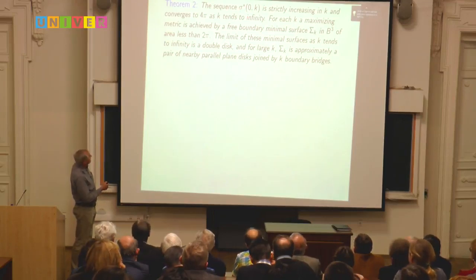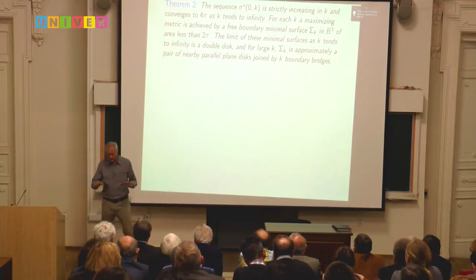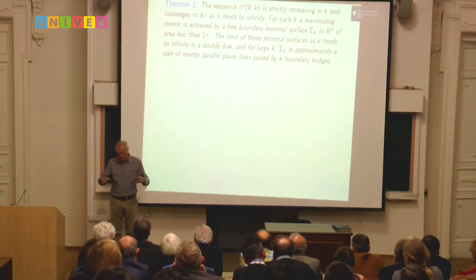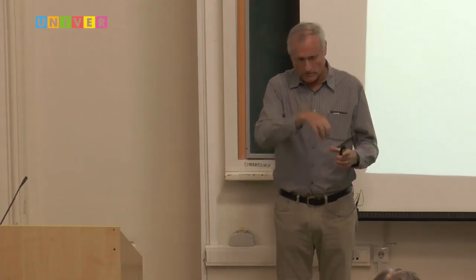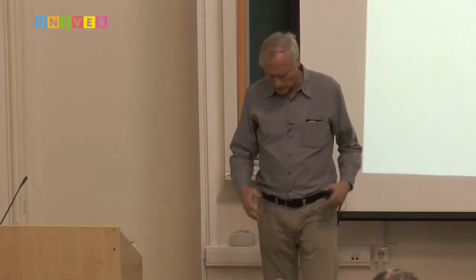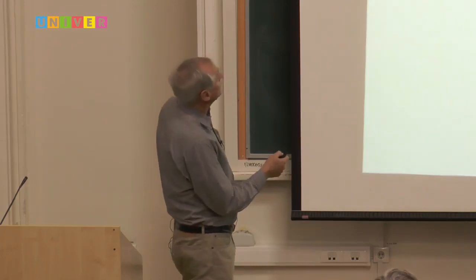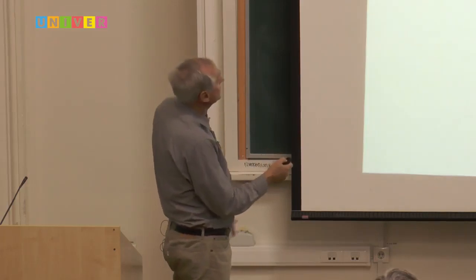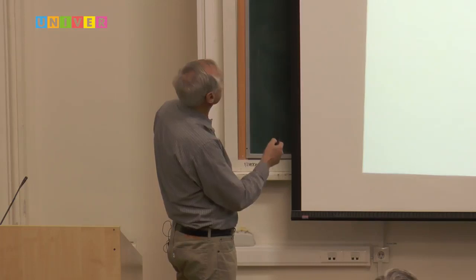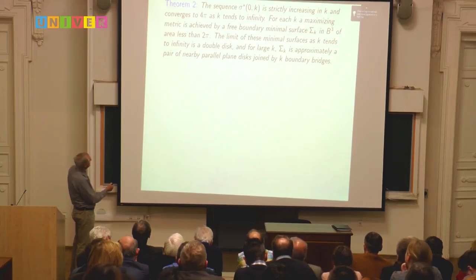So in general, if I take sigma star of 0, k, that means I take genus 0 and k boundary components. So it's a surface topologically which is a disk in the plane with k minus 1 disks removed. So it's a planar domain topologically with k boundary components. And then the result that we prove there is that for each k, a maximizing metric exists and is achieved by a free boundary minimal embedding of a very special type. And I'll try to give a rough picture of those in a minute.